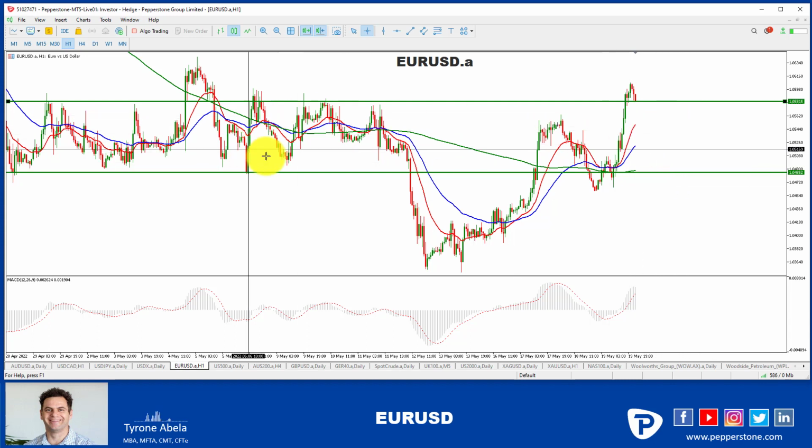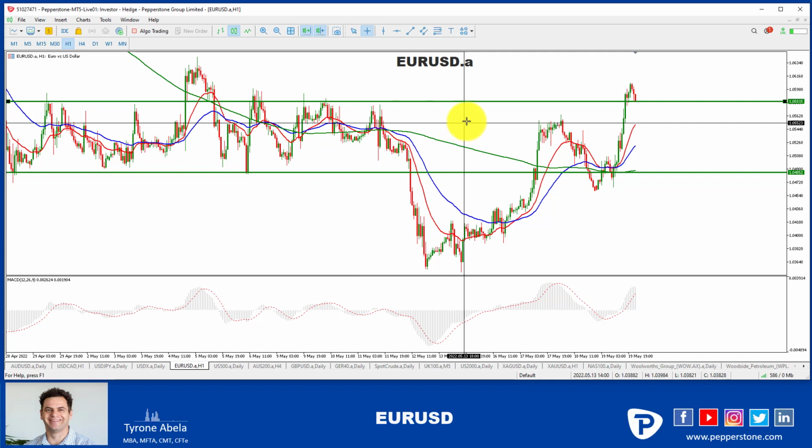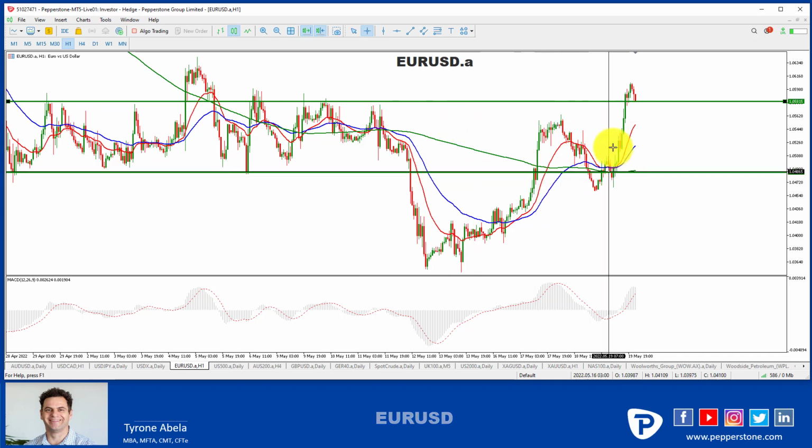So another 100 pips. They're all trading and behaving very, very well. A lot of these currency pairs, they're staying within their ranges and they're proving to be very technical. So yeah, they're not bad trading at all.